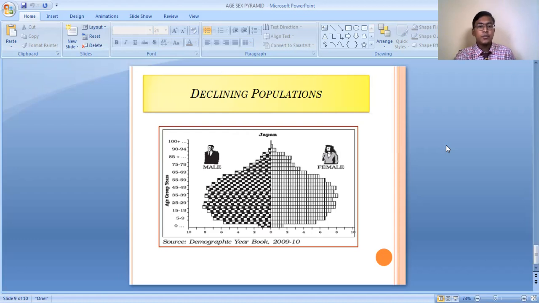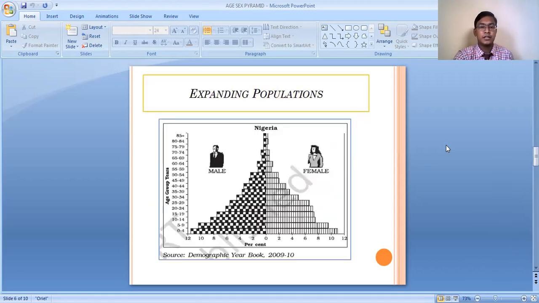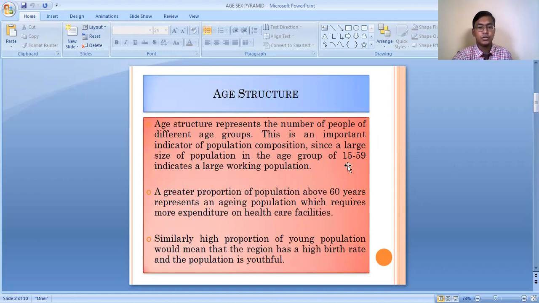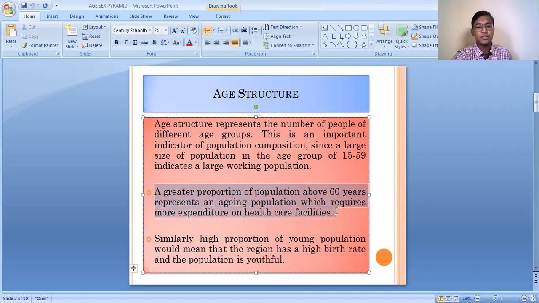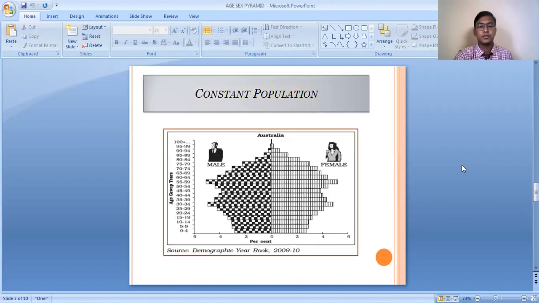The next topic which I am going to discuss is the aging population. When I was explaining about the constant expanding population, I said that when a greater proportion of the population is above 60 years, it represents an aging population. That means when the percentage of people in the higher age groups increases, that is known as an aging population. So what is this aging population that we are going to discuss?